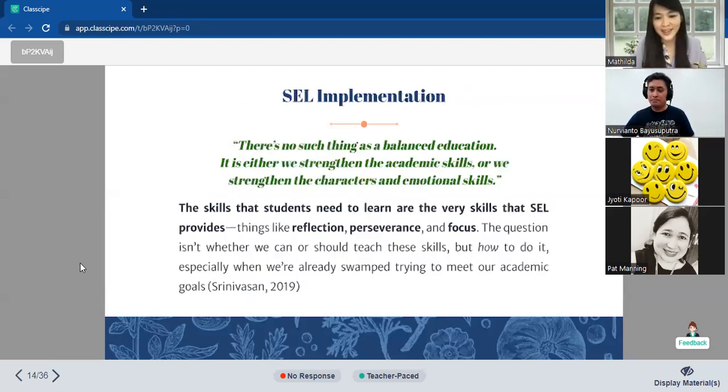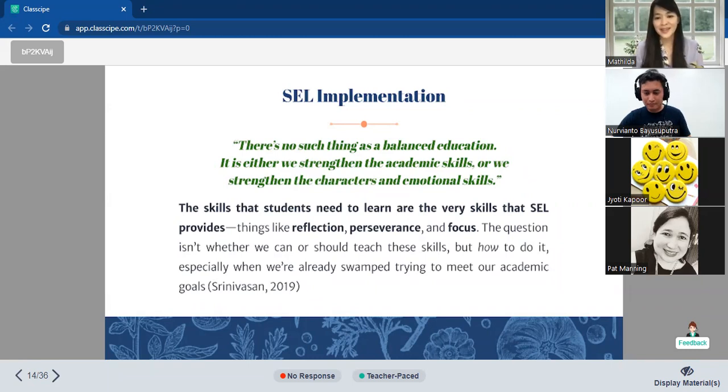Perhaps some of us might have heard these statements, the one that I highlighted in green. There's no such thing as a balanced education. It is either we strengthen the academic skills or we strengthen the character and emotional skills. Perhaps we often heard that, or we also have that assumption. I think it's normal and it's valid.